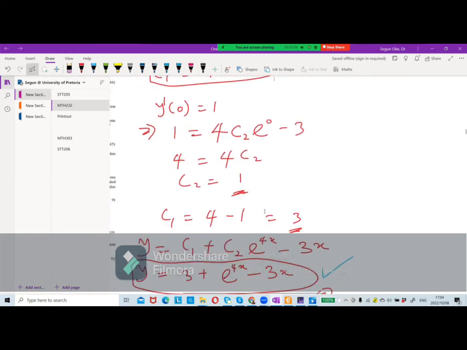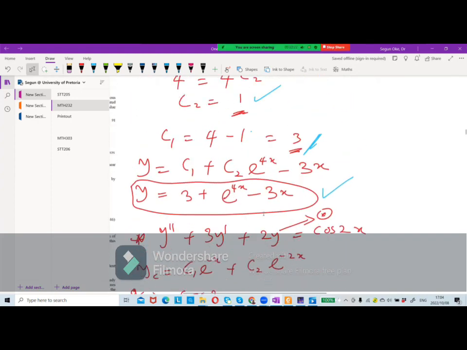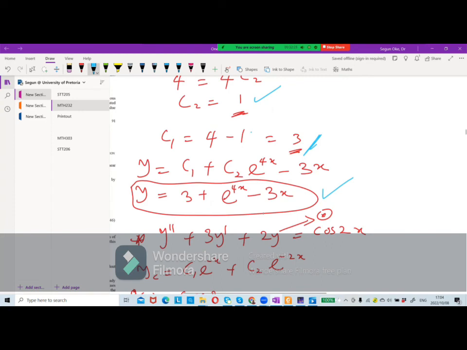Then for the first derivative, you have your c2 to be 1, and substitute your c1 into this. Substitute your c2 to be this, so you have this. So the next thing we need to do is to look into y. We have y equals c1 plus c2 and this. So this will now be our general solution.